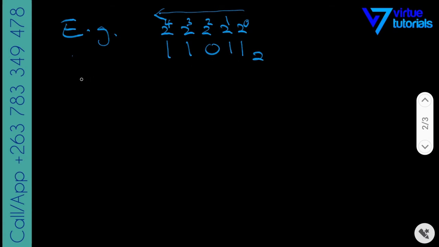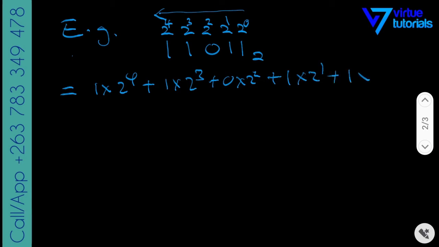Now this whole thing is equivalent to 1 times 2 to the power 4, plus 1 times 2 to the power 3, plus 0 times 2 to the power 2, plus 1 times 2 to the power 1, plus 1 times 2 to the power 0. So 2 to the power 4 is the same as 16.